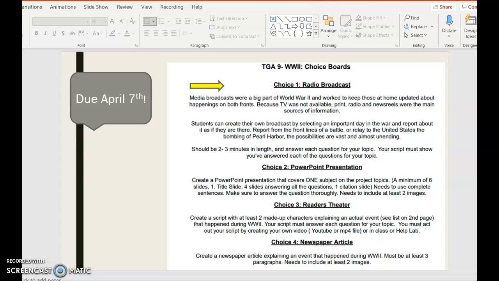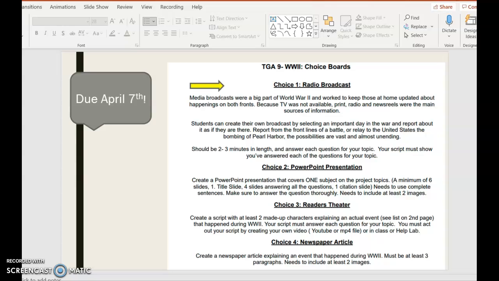Hello! This is a tutorial on how to do choice 1 of the TGA 9 for World War II radio broadcasts. Media broadcasts were a huge part of World War II and worked to keep those at home updated on the happenings of the home front, because TV wasn't in existence at the time. And print, radio, and newsreels were the source of information.